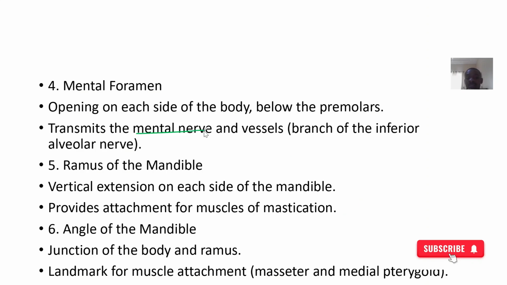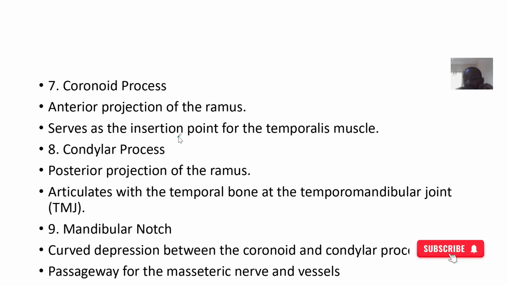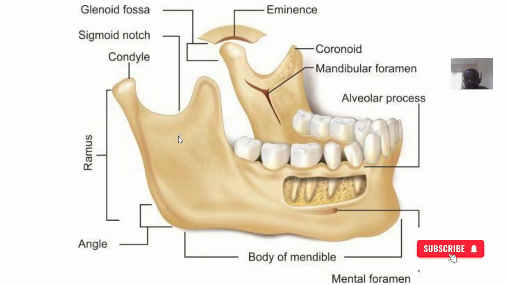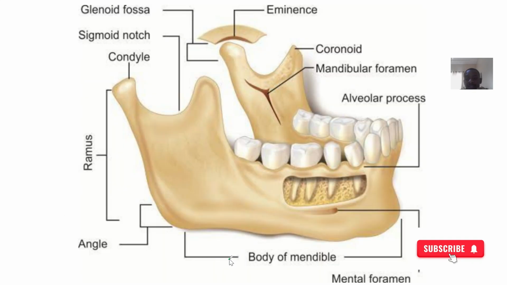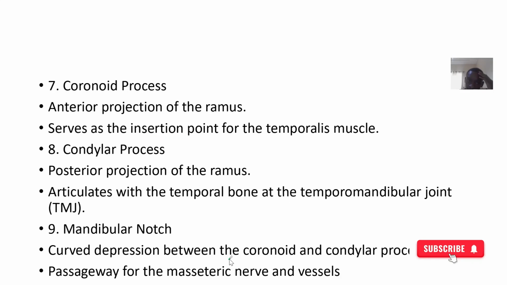It transmits the mental nerves and vessels. Then we have the ramus of the mandible. It's a vertical extension on each side of the mandible and provides attachment for the muscles of mastication. Then we have the angle of the mandible, which is the junction of the body and the ramus. It's a landmark for muscle attachment, the masseter and the medial pterygoid muscles.